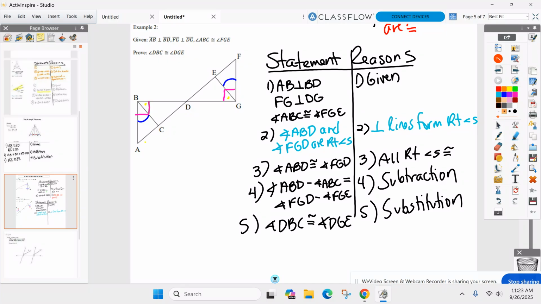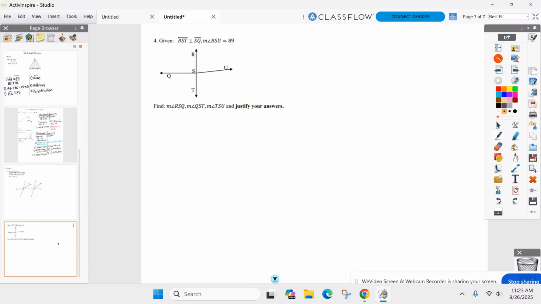I'm going to skip over number 3 because at the end of class, you guys are going to show me how you do number 3 because that's a total review one. So I need to go to number 4 with you right now. Number 4 to end class.